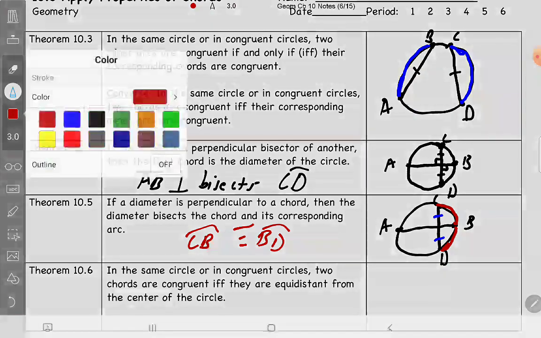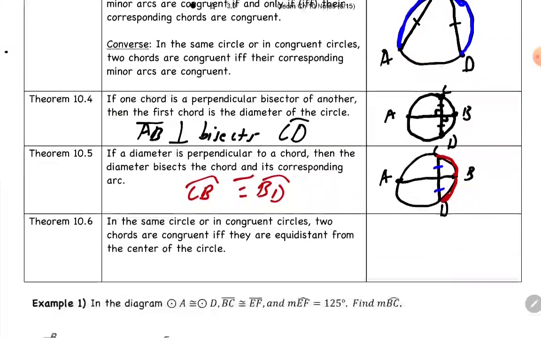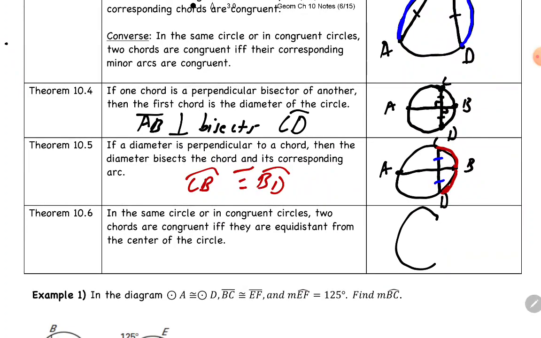And then lastly, in the same circle or in congruent circles, let's do the first one again, A, B, C, D. Two chords are congruent if and only if they are equidistant from the center of the circle. So if this line that's perpendicular is the same as that line, which is also perpendicular, then those chords are congruent.